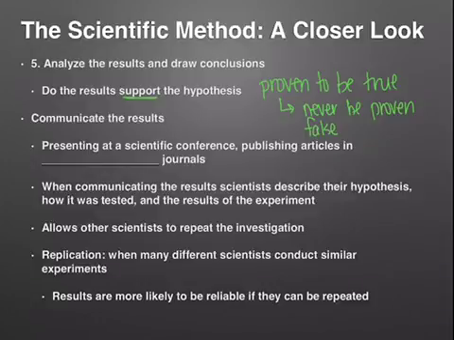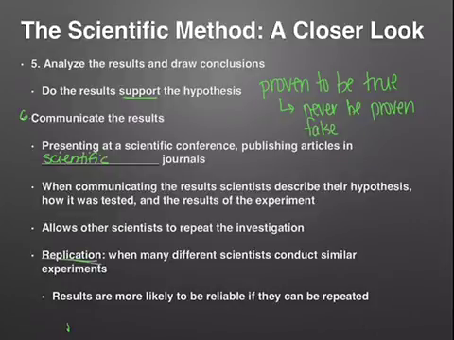Lastly, the 6th step of the scientific method is to communicate the results. When you communicate your results, many scientists will present their findings at a scientific conference or publish articles in scientific journals. When communicating the results, the scientists will describe their hypothesis, how it was tested, and the results of the experiment. Doing this allows other scientists to repeat the investigation.